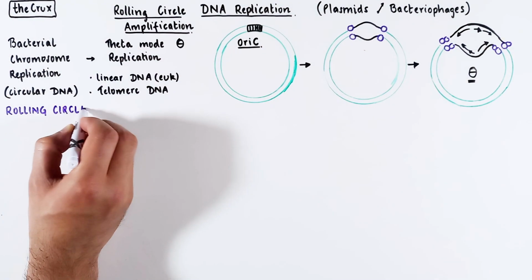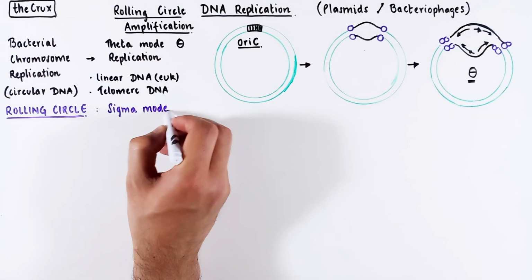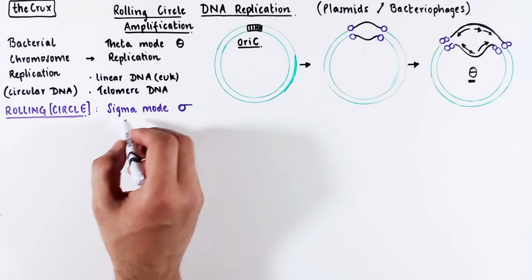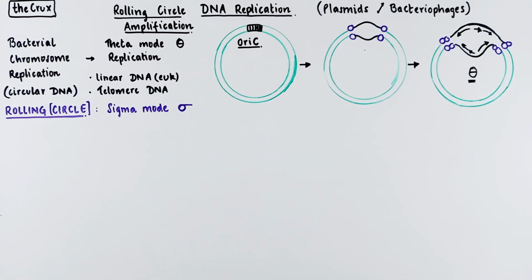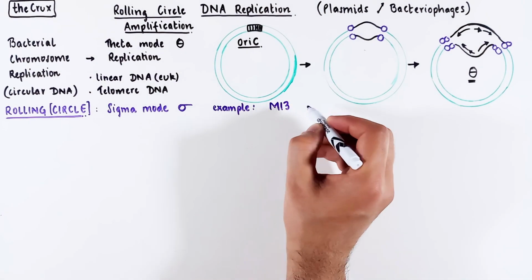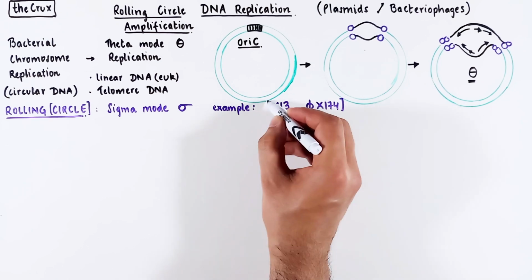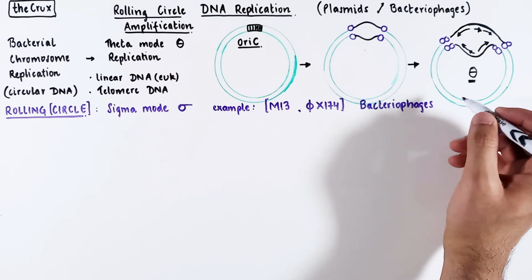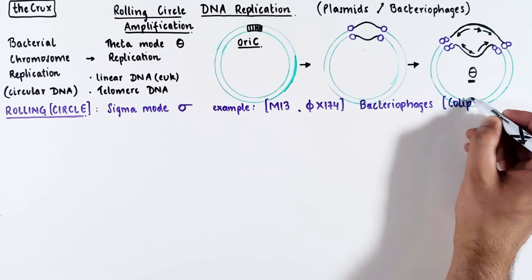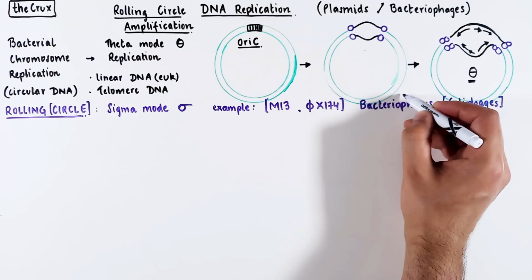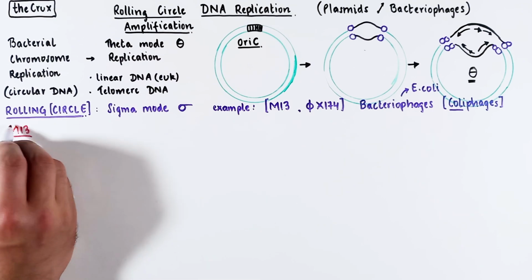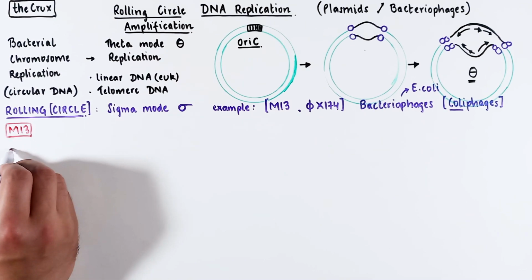The Greek letter version of rolling circle is sigma mode. The symbol has a circle that looks like it is rolling on a surface. To understand rolling circle mode of replication, I will use M13 and PhiX174 bacteriophage DNA as the example. Bacteriophages are viruses that infect bacteria, and M13 and X174 are classified as coli-phages, because they infect a bacteria called E. coli. Let's start with the M13 phage, which looks like a submarine.